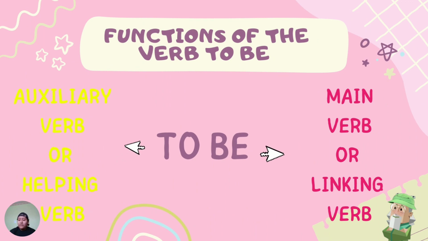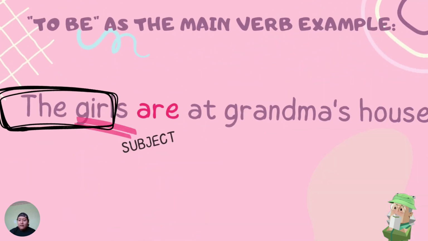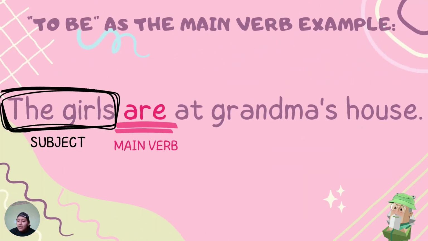Functions of the verb to be. The verb to be can function as a main verb or as an auxiliary verb. As the main verb, the verb to be gives us information about the subject. For example, in this sentence, the girls are at Grandma's house. The girls is the subject, are is the main verb, and are at the grandmother's house is the subject information.